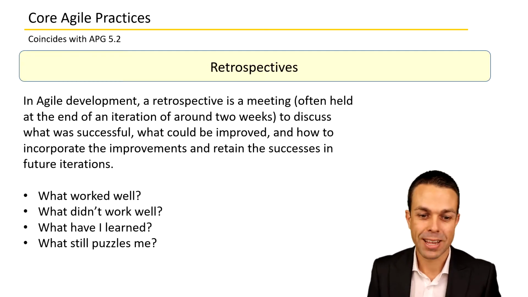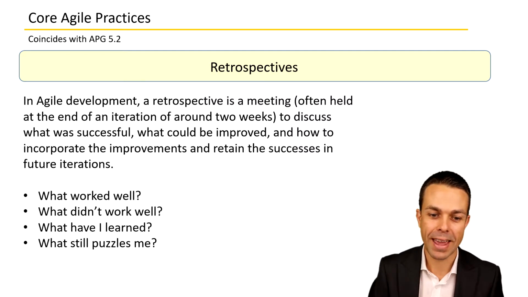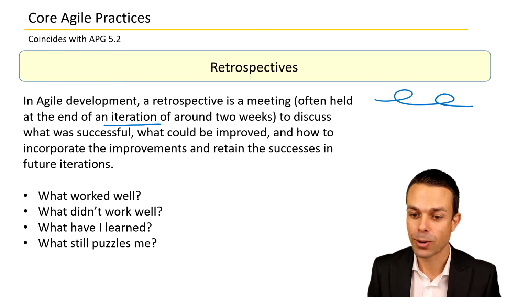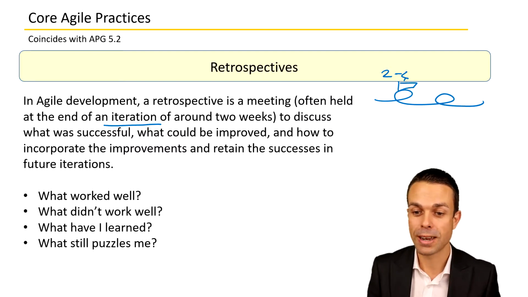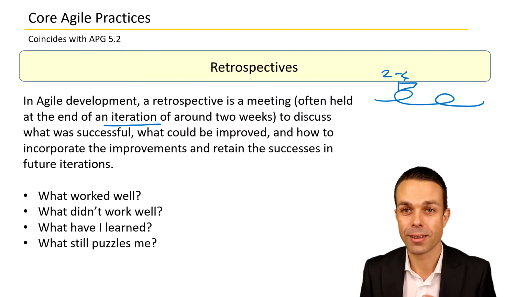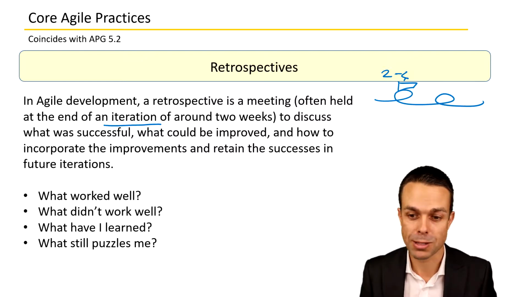With retrospectives, in Agile development, a retrospective is a meeting often held at the end of an iteration of around 2 weeks. So as we've seen, iterations can be between 2 and 4 weeks, where we're releasing usually an increment that a customer can see, feel, or touch, and we're getting that early feedback on whether they're happy with the product and happy with the requirements of that product.